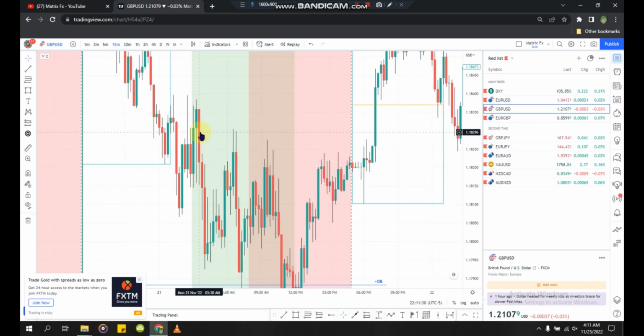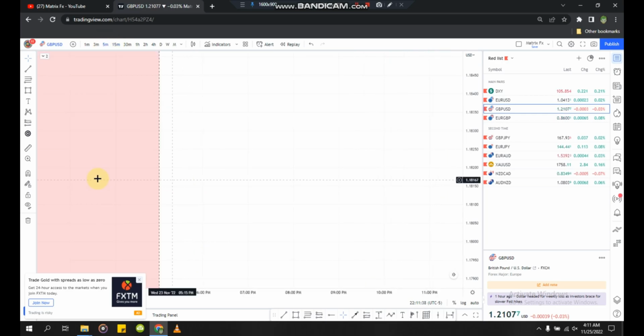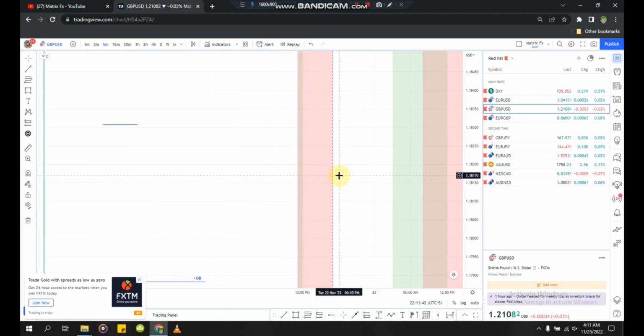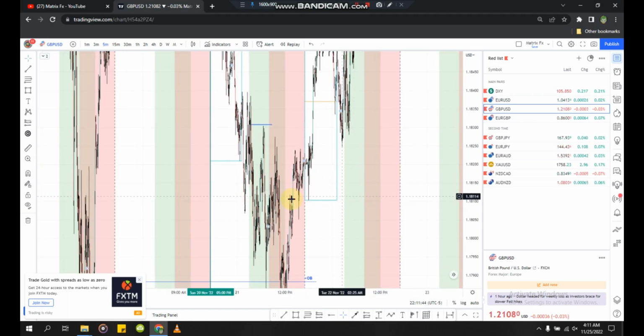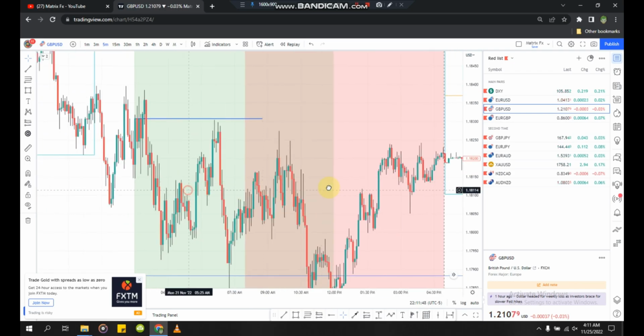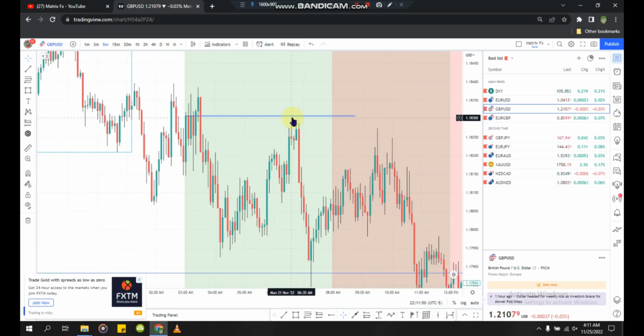It broke structure, this is another block. You'll be waiting for that other block. That's it. If you want to catch the counter move, be waiting for that other block. Go back to the 5 minutes. Let's be really quick with this video. Clearly see what the market did. It came back. You'd have noticed that this is a fair value gap just before the other block.